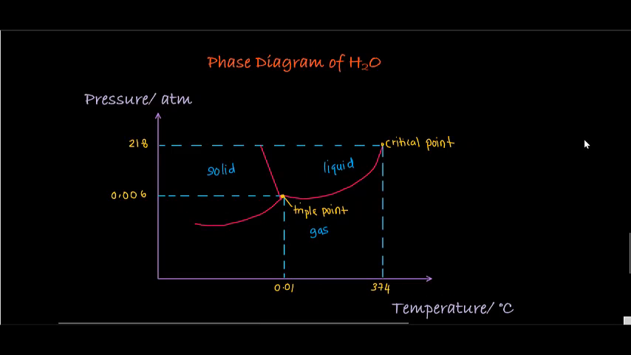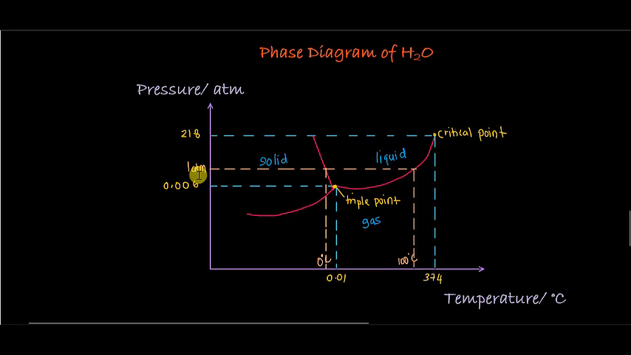Unlike carbon dioxide, water has a negative slope in its phase diagram. This is because liquid water is more dense compared to solid water. As the pressure increases, we can see the melting or freezing point decreases. The normal melting and freezing point is 0 degrees Celsius and the normal boiling point is 100 degrees Celsius.